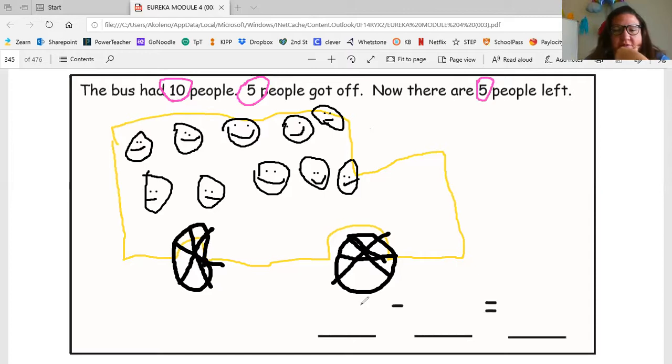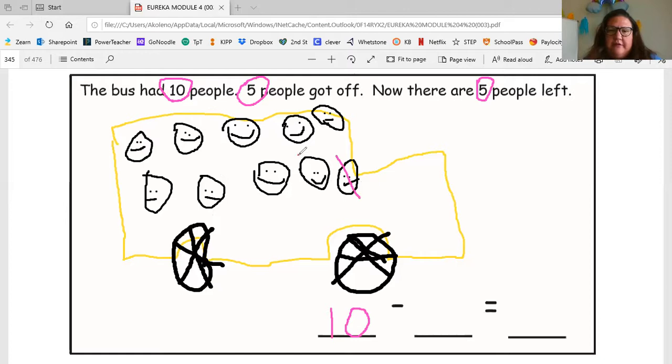Okay, I know that my first number is going to be the whole. What is the whole number in the story? Right, it's 10, because 10 is the biggest number and the whole number is the biggest number. When we are subtracting or when we are adding, it's always the biggest number. 10 people were on the bus. 5 people got off. Now I can show that because I can cross off 5.